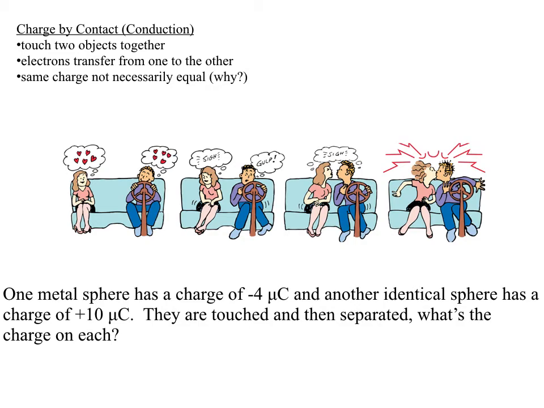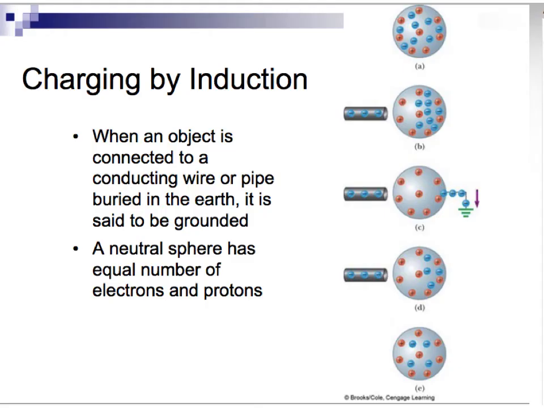Now, when we're charging by induction, we don't actually touch the charged object. So there are two differences here. Number one, we are not going to touch the object. We're going to polarize the object, just like we talked about before, meaning we're going to force charges in the new object to move to one side or the other. But we're not actually going to touch it.